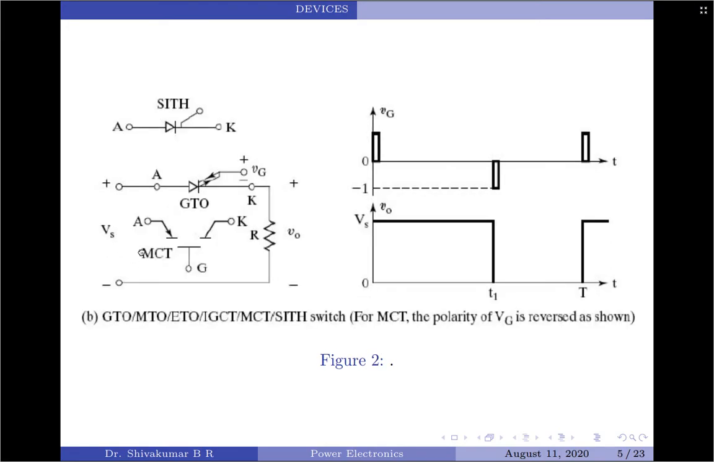Now let us go to the next one. Here we have three different devices: the static induction thyristor, the gate turn off thyristor, and finally the MOS controlled thyristor as well.